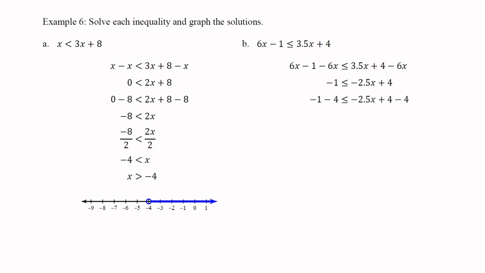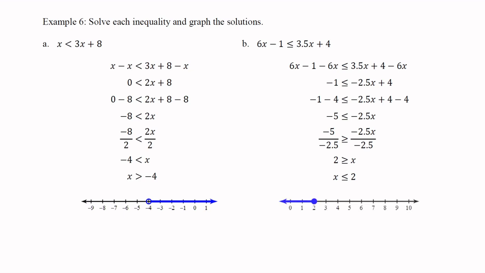Then we're going to subtract 4 from each side. That gives us negative 5 is less than or equal to negative 2.5x. We divide each side by negative 2.5, and in doing so, we flip our sign. And that gives us 2 is greater than or equal to x, which we can flip as x is less than or equal to 2. And there it is, graphed for us. Closed dot at 2, shaded to the left.